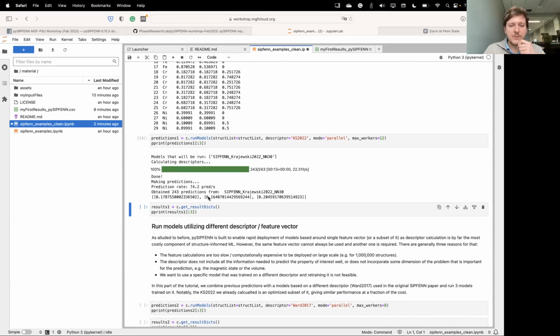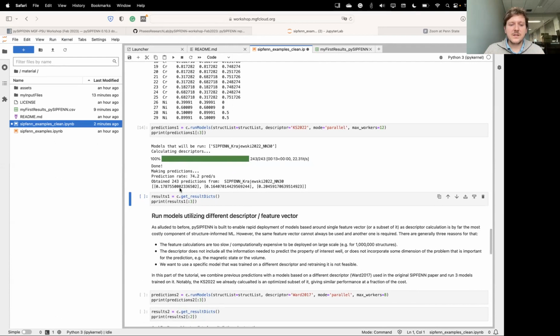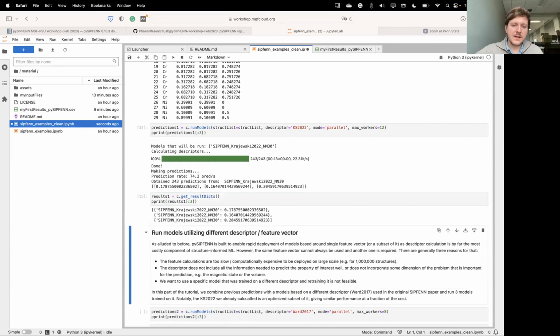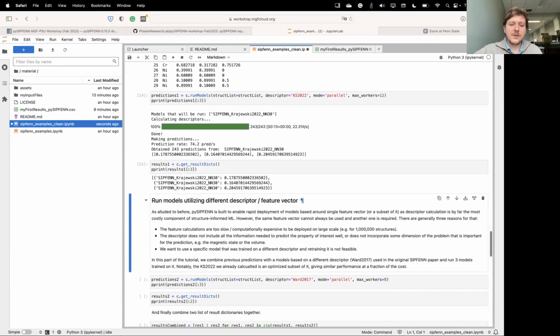And we have all 243 predictions for this model, and we can see the energetics of this TCP phase. We can also output it with the get result dicts, like we did before, and we have the PySIPFENN Krajewski 2022 neural network 30 and the energies it predicted.